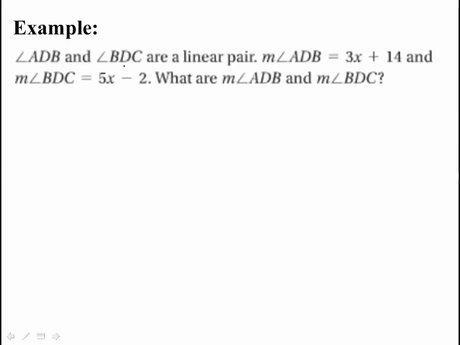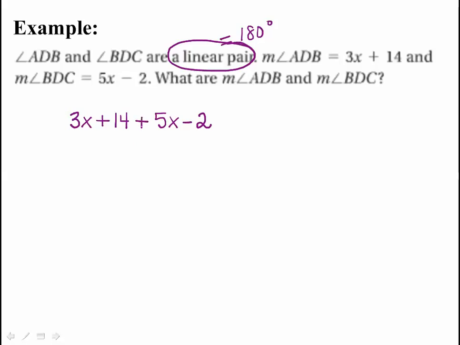In our next example, we see that angle ADB and angle BDC are a linear pair. In other words, they form a line, making them a total of 180 degrees. The measure of angle ADB is 3x plus 14. The measure of angle BDC is 5x minus 2. Since these two angles form a linear pair, I know that if I add them, they will equal 180.